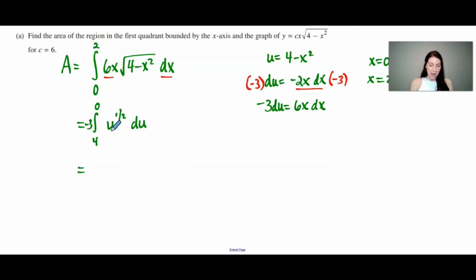So I actually like my bounds to go from the least value to the greatest value. So I'm going to switch this around to go from 0 to 4. And when I do that, I need to change the sign. So right now it was a negative 3. So that'll be nice. That'll change it to a positive 3 of u to the 1/2 du. Okay, now I'm ready to integrate.